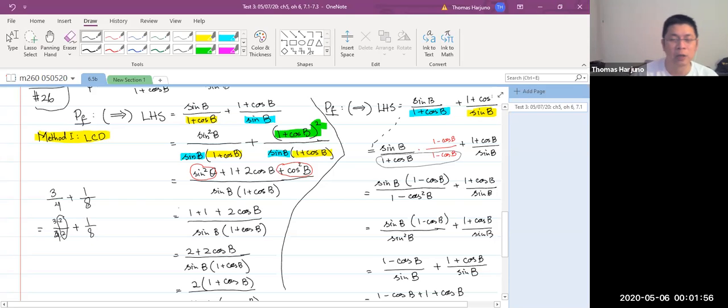It could be the case, but the way I see it right now is, I don't like 2 terms at the bottom. If I can make it 1 minus cosine squared, that happens to be 1 term, sine squared. And if I get sine squared at the bottom, I can cancel with one of the sines at the top. Right? So even for number 28, I provided you 2 proofs.